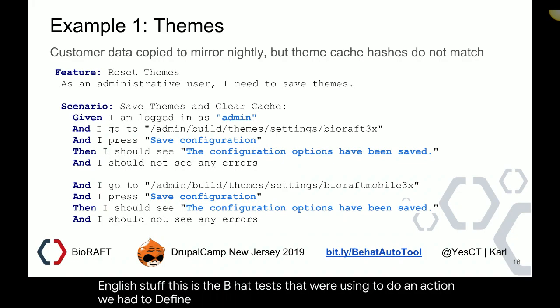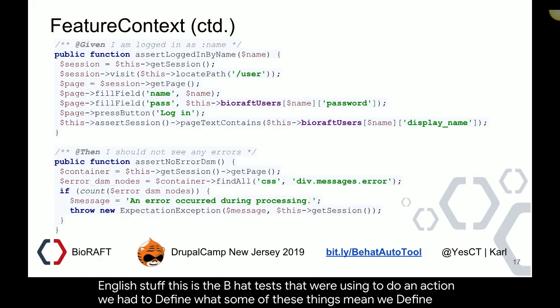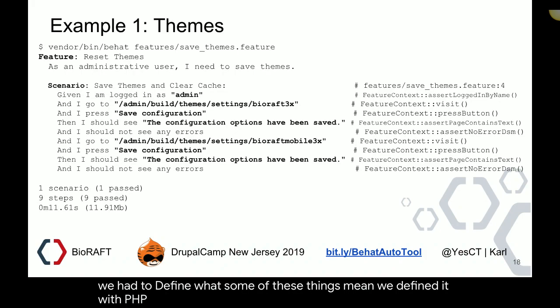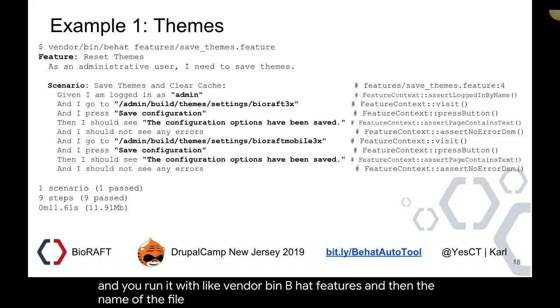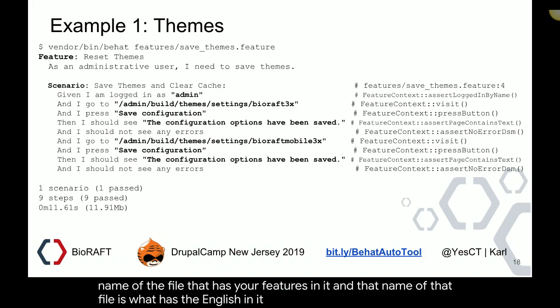We had to define what some of these things mean. We defined it with PHP. So when you run this, you can run it on the command line with something like vendor bin behat features, and then the name of the file that has your features in it. That file is what has the English in it.